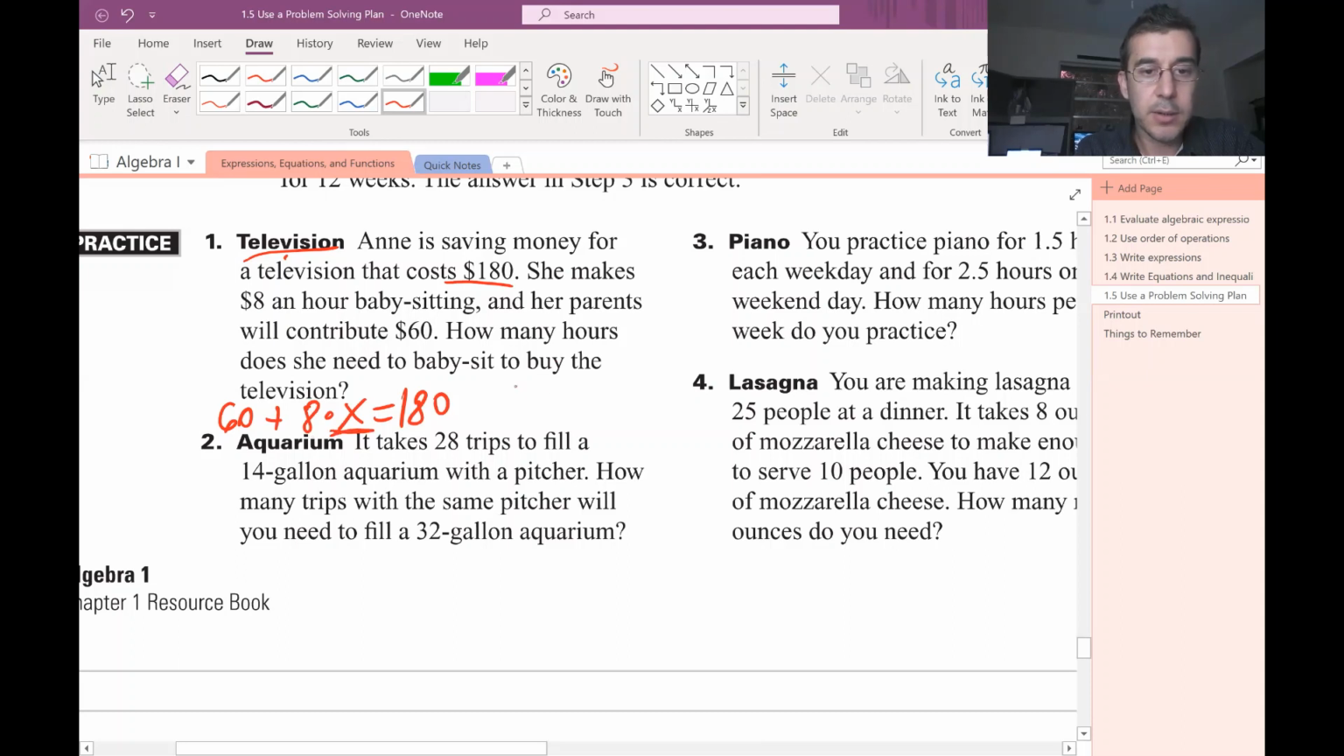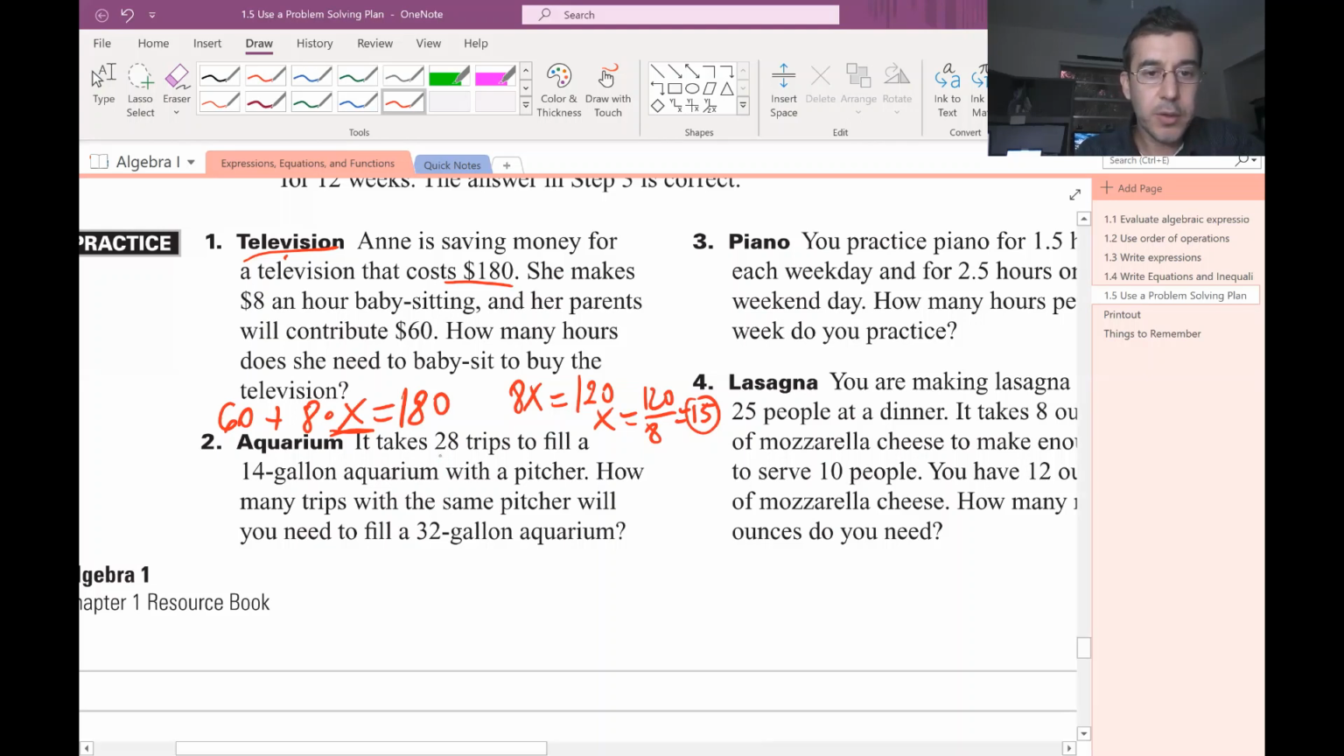So 8x equals 180 minus 60, because plus 60 on the other side will be minus 60. 180 minus 60 is 120, and then x is 120 over 8, or that is 15. So she needs to babysit 15 hours to buy the television.